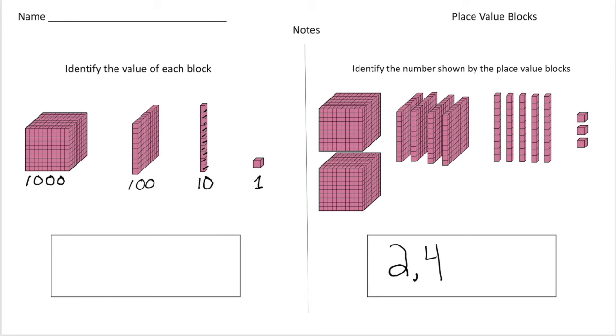And then we have 1, 2, 3, 4, 5 groups of the tens, so it's going to be 2,450. And then finally we have 1, 2, 3 groups of the singles, so it's going to be 2,453, and that's our answer.